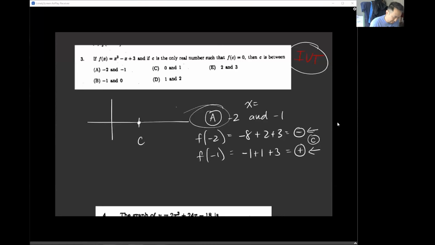Now, if you wanted to test the rest of them, B, C, D, and E, you're going to do exactly what I just did in these tests, find out these values here. You're going to see none of the options B, C, D, and E are going to have a positive and a negative. They're either both going to be positive or both going to be negative, which means I don't have to cross the x-axis. Okay.